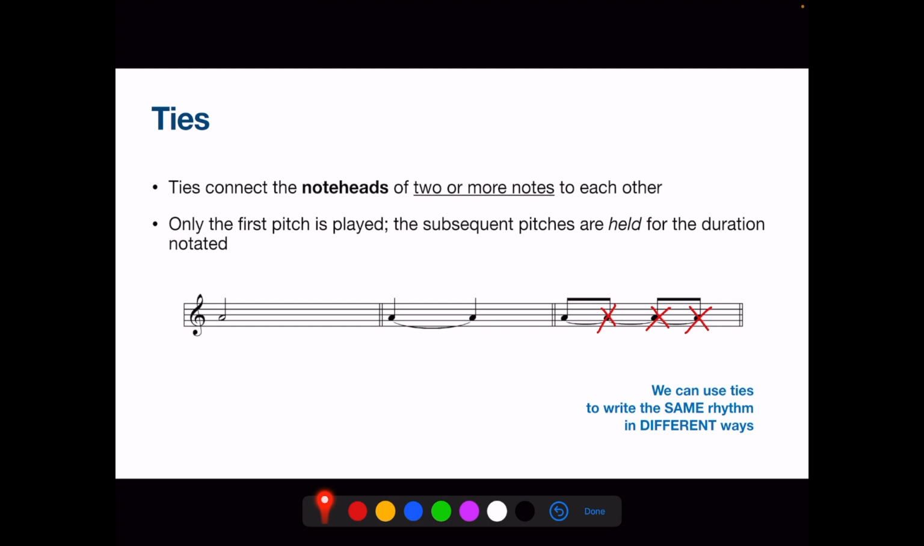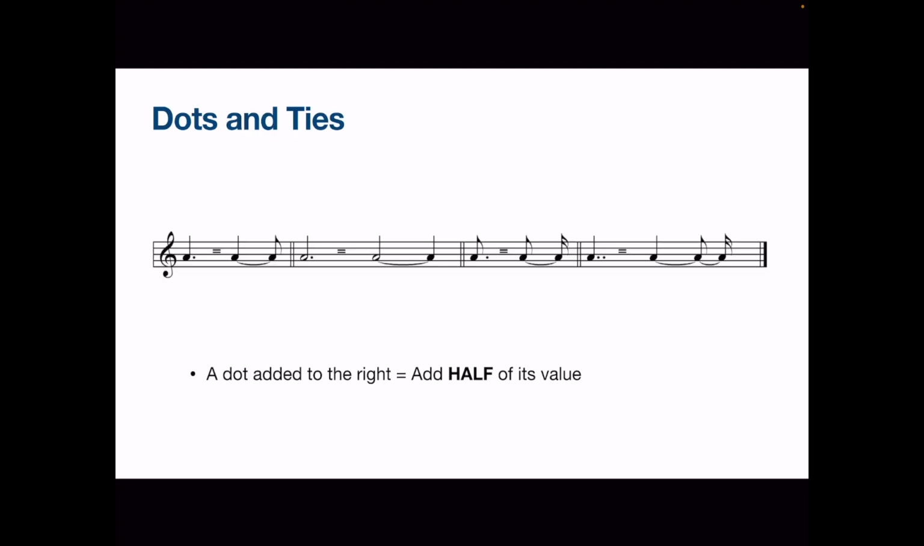All right. Now we're going to look at how dots and ties can be equivalent to each other. So we know that a dot added to the right side of a note add half of its value. So in this case, if we have a quarter note with a dot, that basically means we have a quarter note which is one beat, a dot is half, right? So one and a half, 1.5 beats.